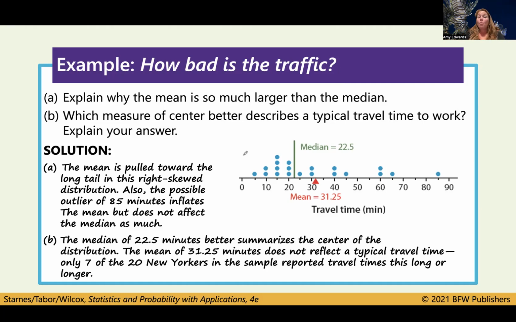Now B, which measure of center better describes the typical travel time? This is that standard rule of thumb. If it's roughly symmetric with no outliers, we go with the mean. However, if it's right or left skewed or has outliers, we go with the median. This is right skewed and it has an outlier, we're going with the median. So we would say the median travel time is about 22.5.